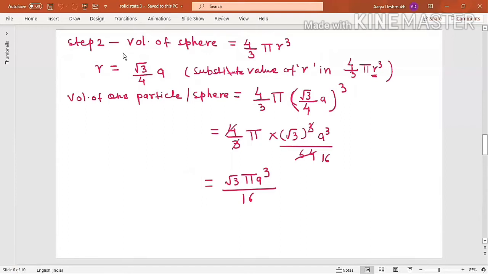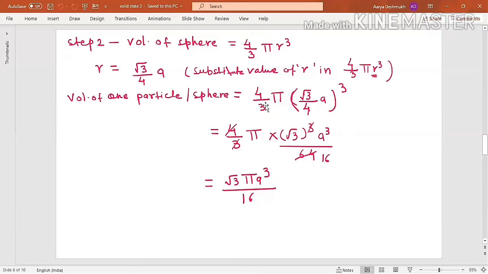Now, as we proceed further, in step 2, once we get the value for R, we can go for the volume of the sphere. So volume of sphere is equal to 4 by 3 pi R cube. You always remember this thing. Volume of sphere is given by 4 by 3 pi R cube. In this equation, you substitute the value for R, that is the radius of the sphere, as we calculated in the earlier discussion. As we know, R equals square root of 3 upon 4 into A. So substitute this value of R in this same equation.